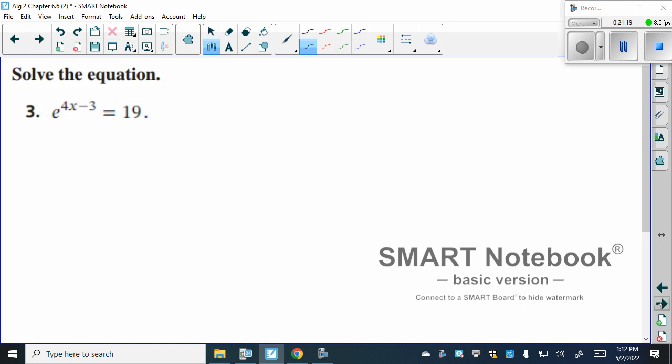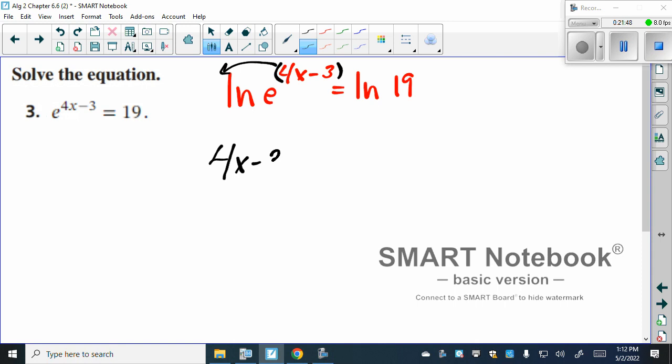So this one here is not any different. It's just going to apply a little more steps. Now here, is e already by itself? Well, yes. So that means we can go on and apply the natural log to both sides of this equation. On the left-hand side, the 4x minus 3 as the exponent would move up front. And actually it would become by itself because our ln of e simplifies to 1. And on the other side we have the natural log of 19.